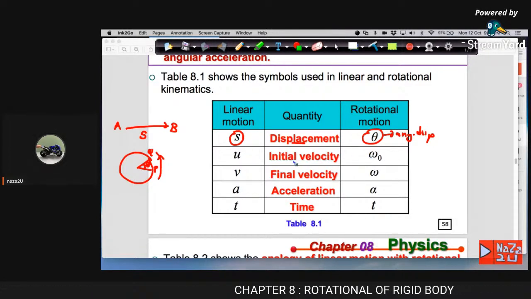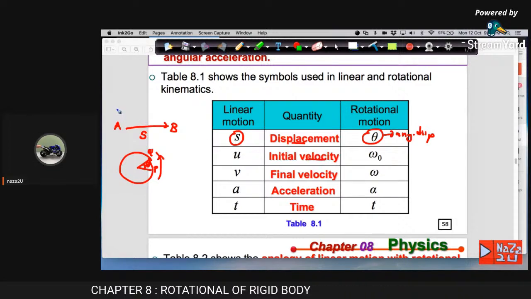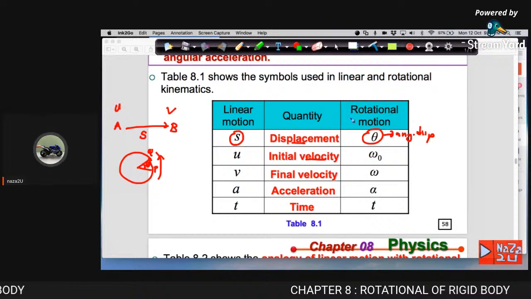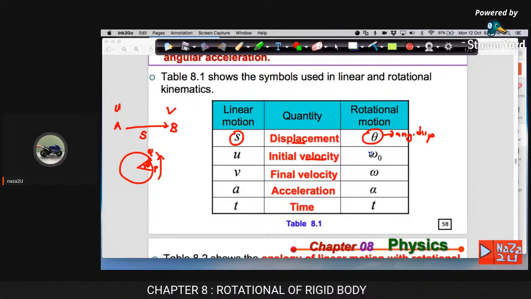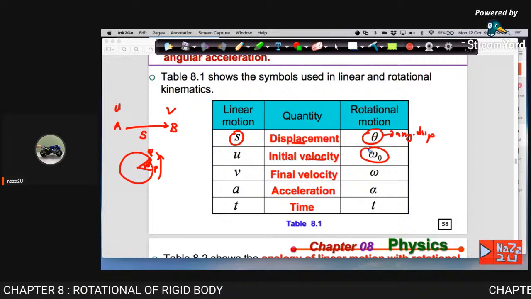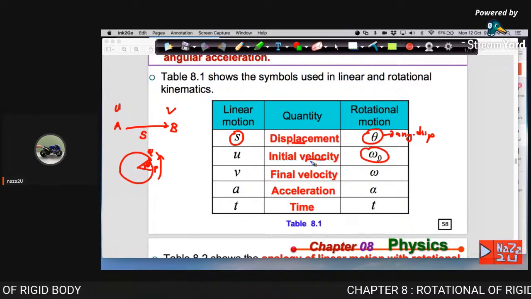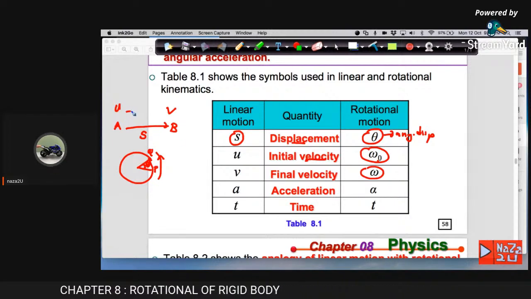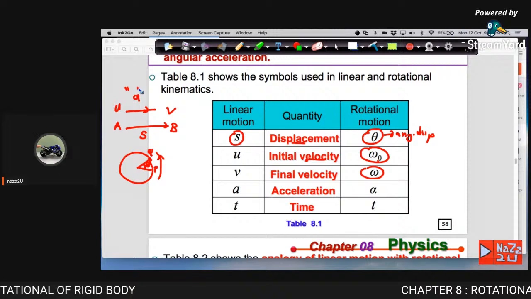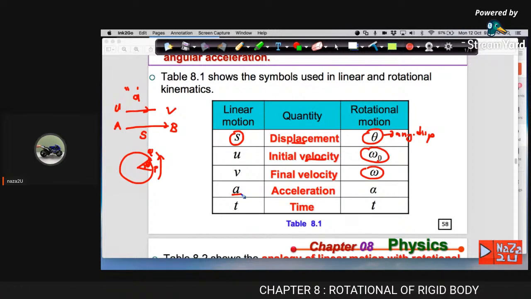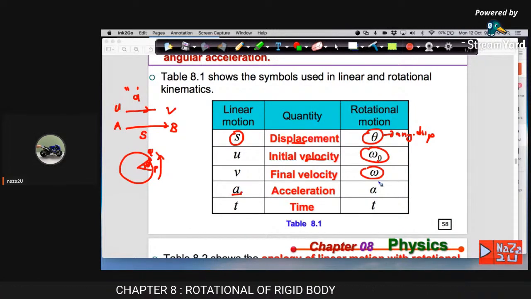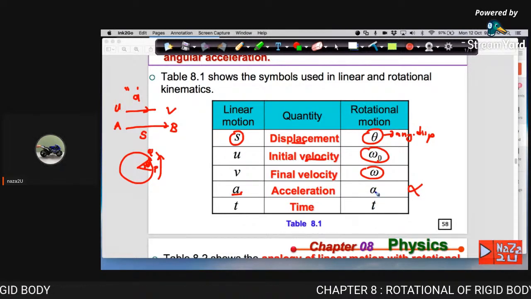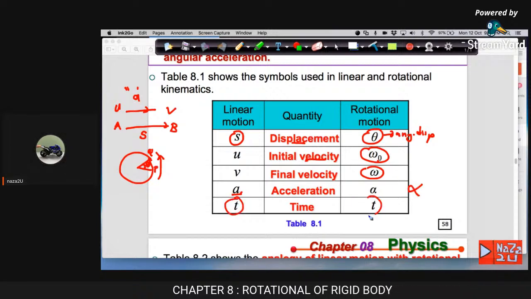Kalau dalam linear motion, displacement. So kalau velocity, jasad ini bergerak daripada initial velocity U and final velocity V. So dalam rotational motion, U ni digambarkan sebagai omega naught, initial angular velocity. Kalau final velocity, this is omega. Dan dia bergerak pada acceleration A. Kalau dalam rotational motion, simbol dia adalah alpha. This is angular acceleration and the time T sama, tak berubah.